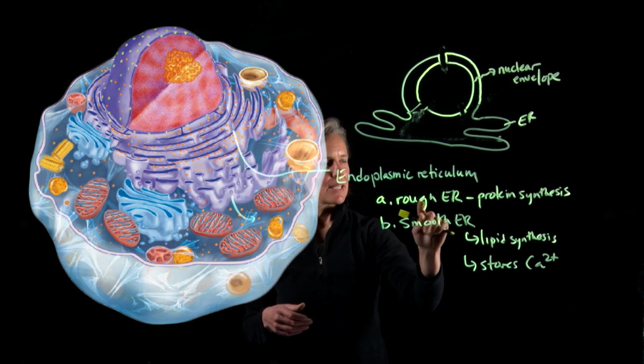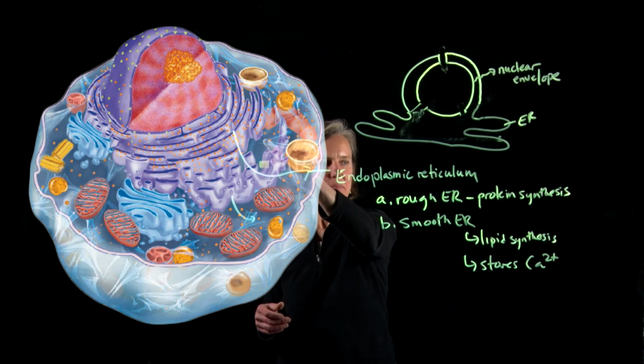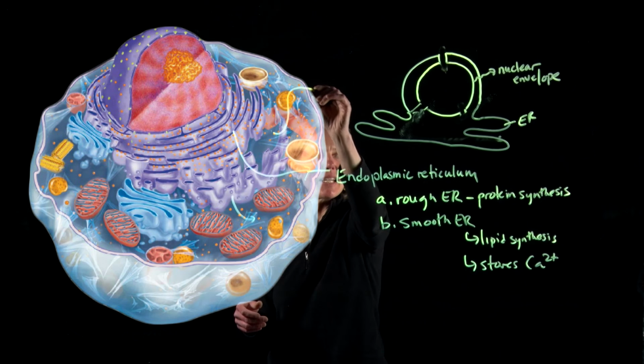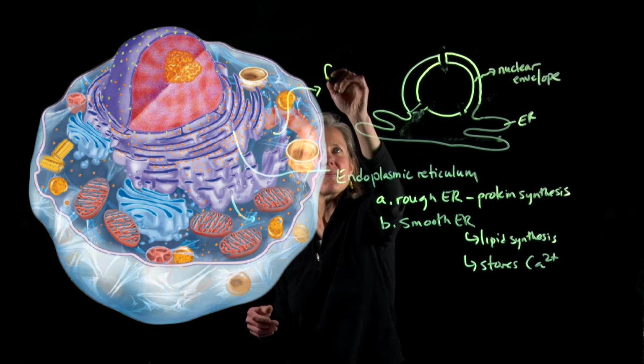Okay. So as I said, the rough ER has ribosomes associated with it, shown here. But you notice, there are also ribosomes that are free out in the cytosol. There's nothing different about the structure of ribosomes that are associated with the rough ER or those that are free out in the cytosol. The only difference is that they're making different proteins, and those proteins are going to end up in different locations in the cell.